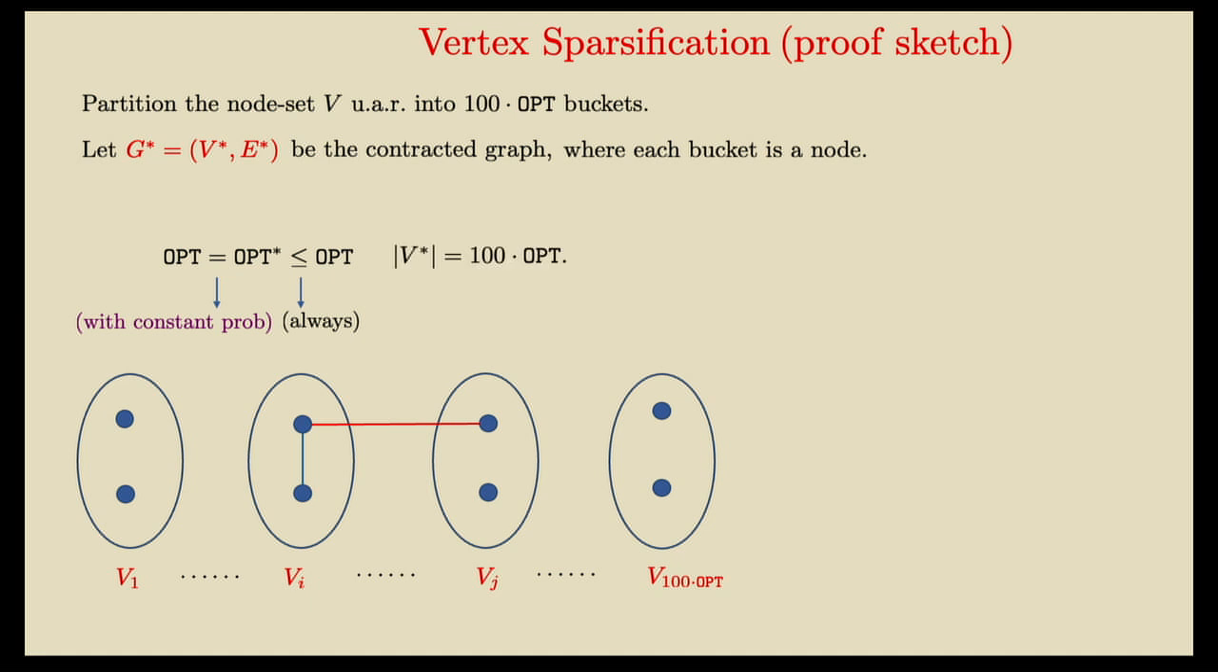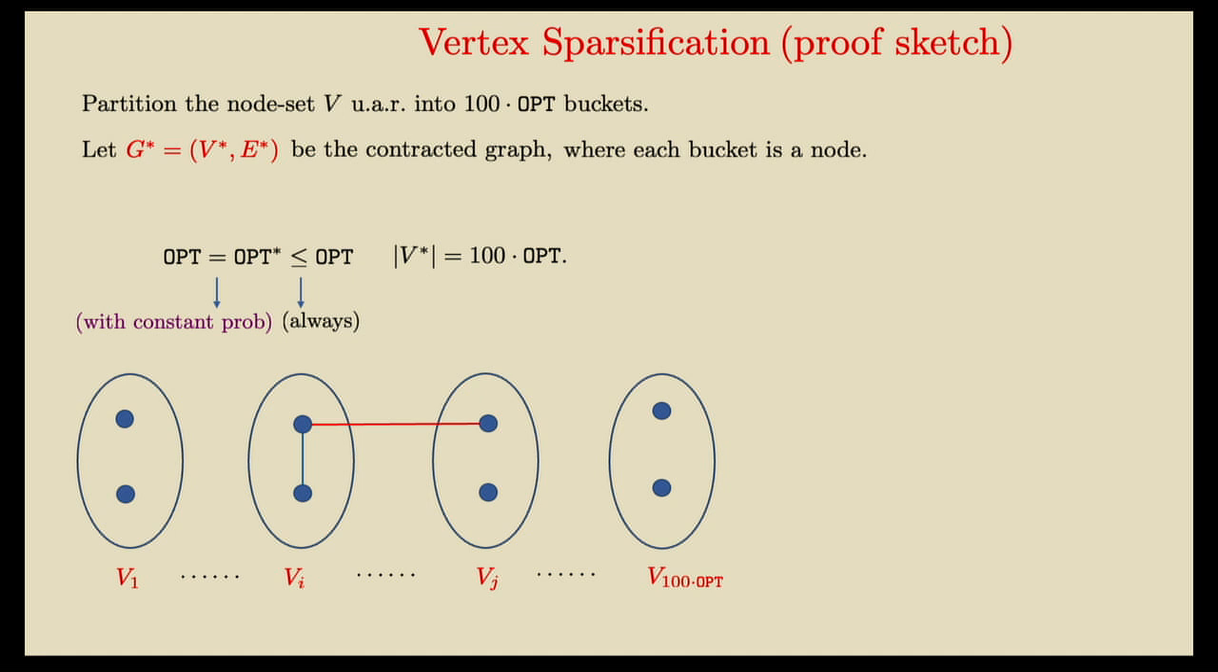So, what is the size of the node set? How many buckets does it have? 100 times opt many buckets. So, with constant probability, this contracted graph is a good vertex sparsifier. We have preserved the size of the maximum matching, but the number of nodes is now very close to the size of the maximum matching. And now, if you just stare at it for 5 or 10 minutes, you would realize that it just seamlessly extends in the dynamic setting.